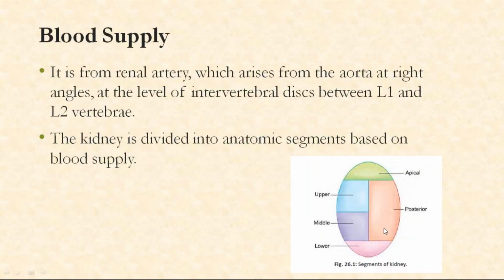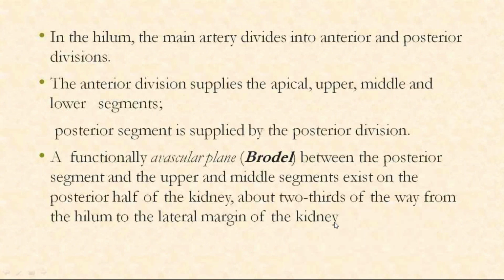Right? This is the segment. This is located between the, this is the space of Brodel. This is nothing but an avascular space. Because the whole part of the kidney is highly vascular except this part, because it is a junction part. So it is located between the posterior and upper middle segments. So this is the avascular part. So for any surgery to the kidney during open surgeries, you need to give the incision through this avascular plane of Brodel to prevent hemorrhage.